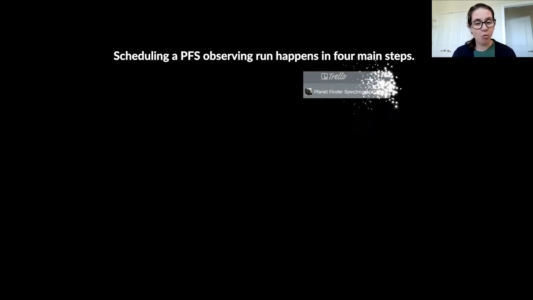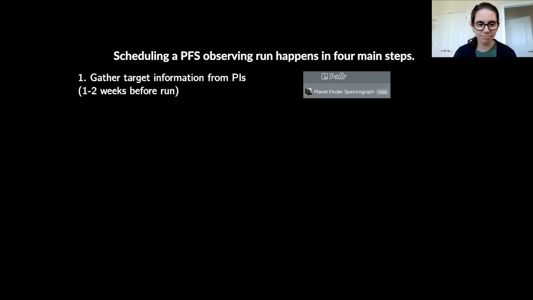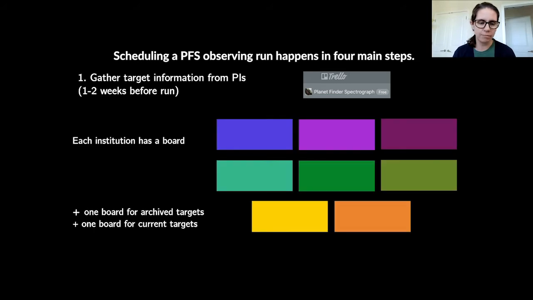In the next few slides, I'll walk you through how we use Trello to help decide which targets to observe and when. First, we have to gather all of the relevant information for scheduling observations. Now, instead of a few days before the observing run, we ask that the principal investigators, so each kind of team lead, provide us with this information 1 to 2 weeks ahead of the observing run. And with our free Trello workspace, each institution has their own Trello board, which is accessible only to them and the PFS team. We do our best to keep target information confidential, although in reality, everyone's pretty friendly and rarely do they have top secret targets.